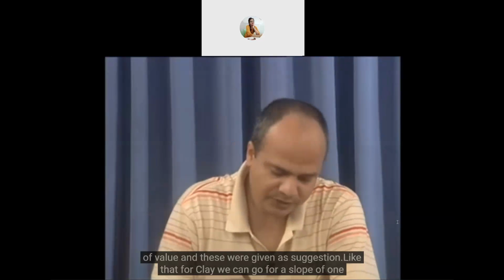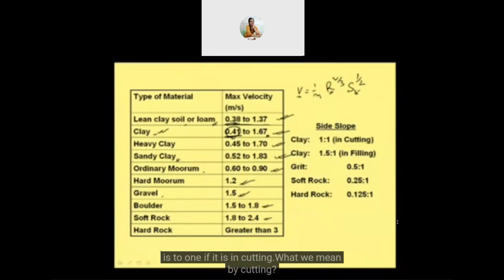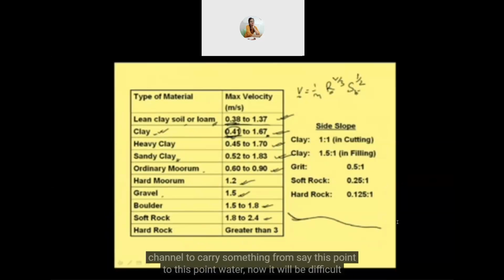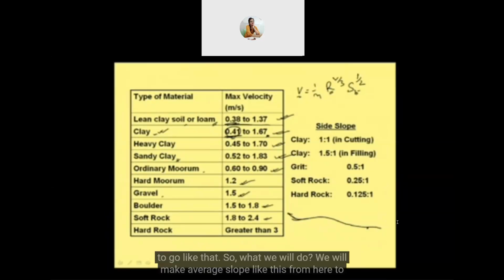And these were given as suggestions. For clay, we can go for a slope of 1:1 if it is in cutting. What we mean by cutting, as I was explaining, is this: suppose the natural terrain is like that, and we want to make a channel to carry water from this point to this point. Now it will be difficult to go like that, so we will make an average slope like this from here to here.